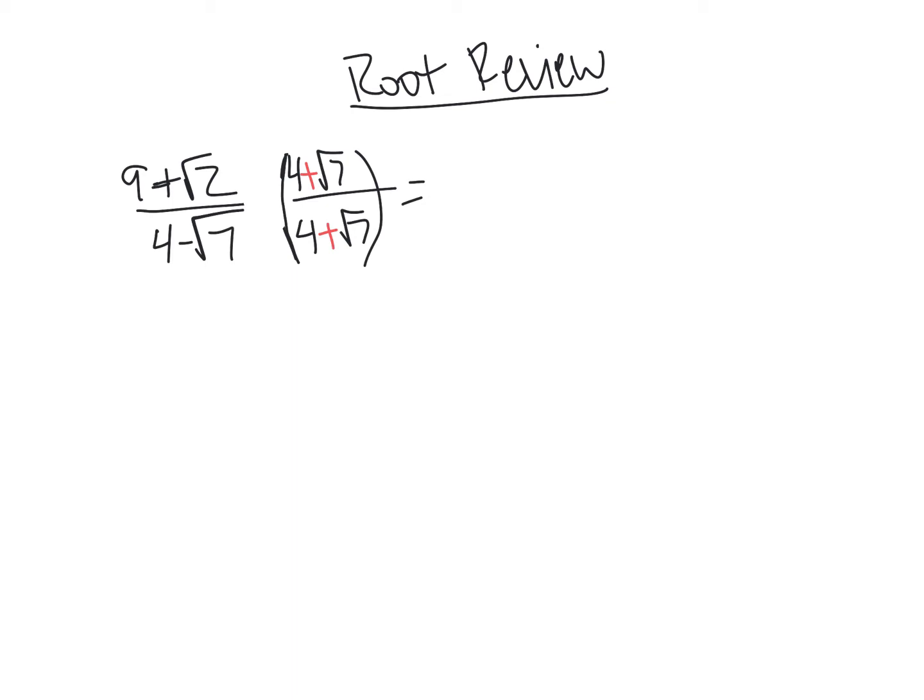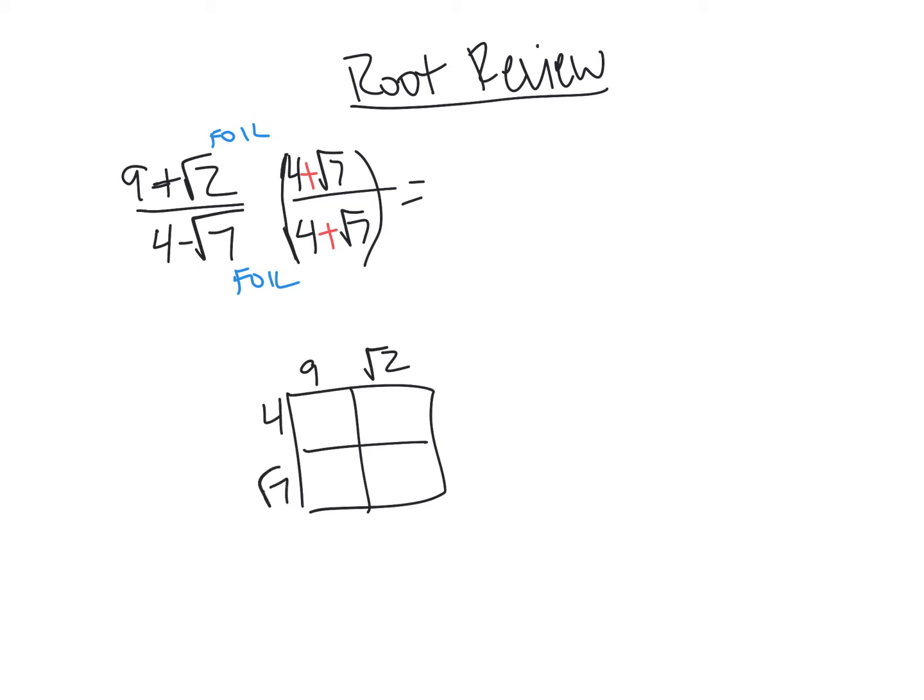Okay, and I can FOIL these out: first, outer, inner, last. I like to draw a box to FOIL out. So I'm going to come down here and draw my first box. I have 9, root 2, and I have 4, root 7.